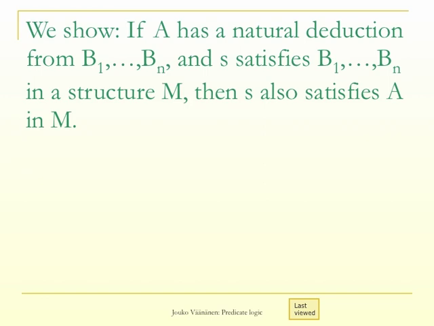Deductions are built up from individual steps which are rules, rules for connectives and quantifiers. The idea now is that we show that truth, or rather satisfaction by an assignment in a model, is preserved at each individual step of the deduction. Then truth, or satisfaction, flows from the assumptions step by step to the conclusion.